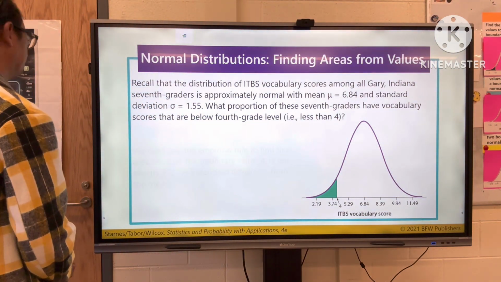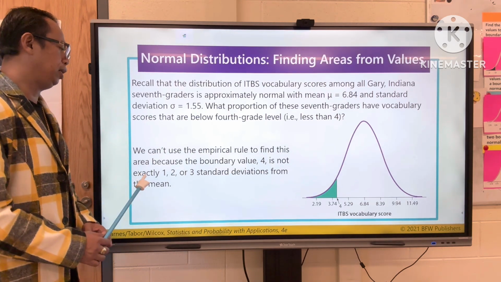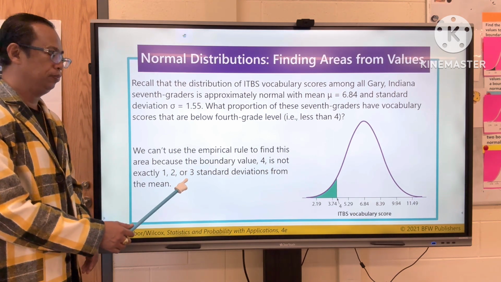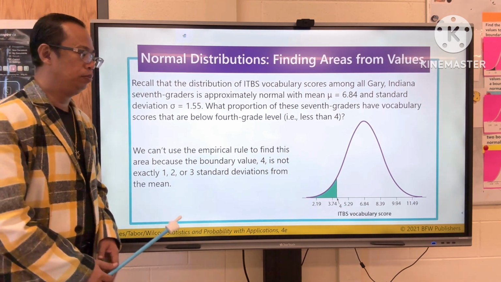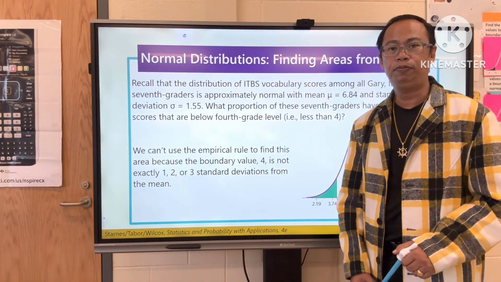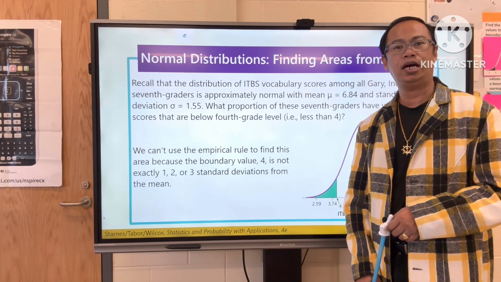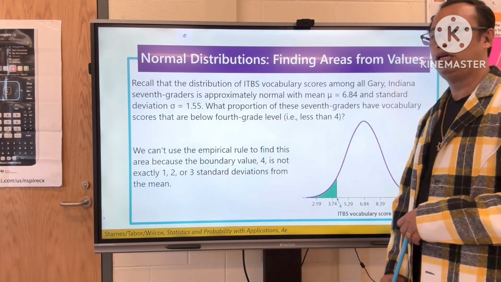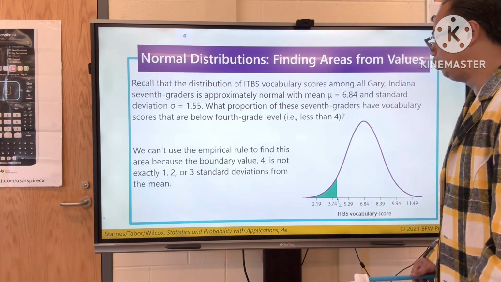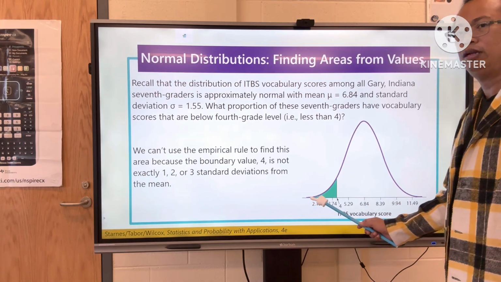Okay, next. Can we use the empirical rule to find this area? The boundary value is 4, and it is not exactly 1, 2, or 3 standard deviations. So we cannot use the empirical rule. If you still remember the empirical rule, we have 68, 95, 99.7. That is our empirical rule. This is different from the empirical rule, but still in the normal distribution. What we're going to do now is calculate this shaded portion.